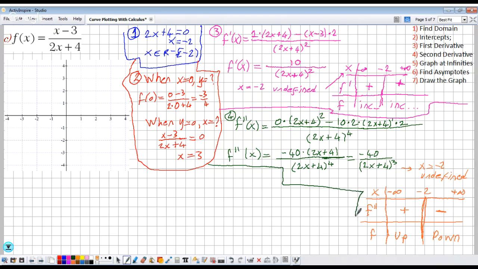It is time to go to the fifth step. Yes, I did use this color. Now let's go with black. In the fifth step, we should check the infinities. Limit when x goes to plus infinity. Limit when x goes to minus infinity. So the real function, f of x.